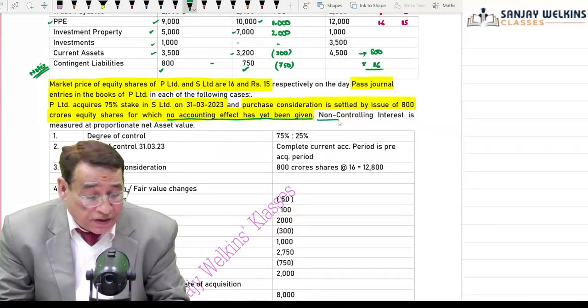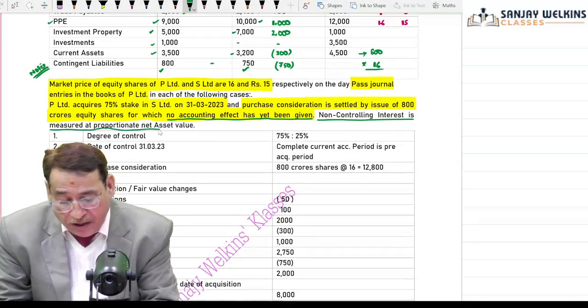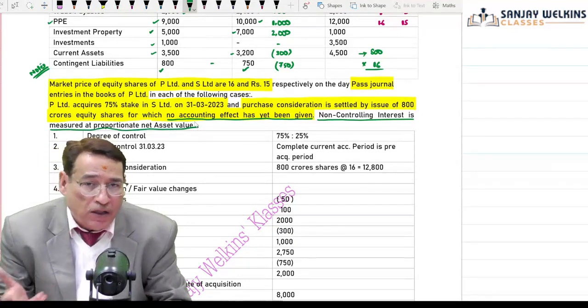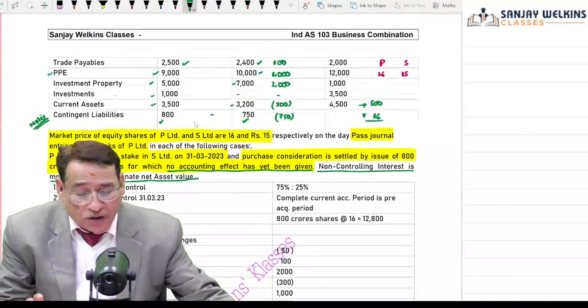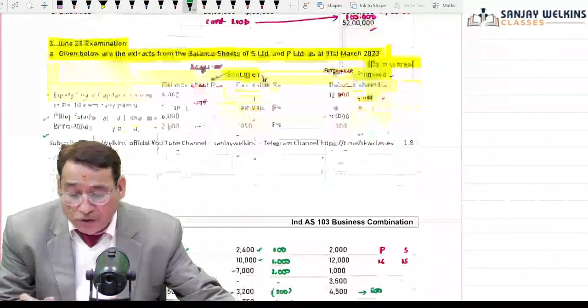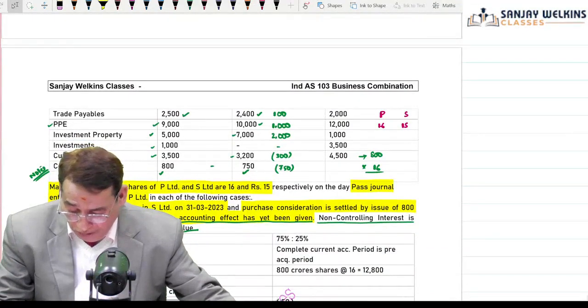Further, it is written that non-controlling interest is measured at proportionate net asset value. Indirectly, it means on PSNA basis. So how are you going to solve this question? This is the question which came in the June 23 examination. I will solve it for you, and also pull out your pen, pencil, register.